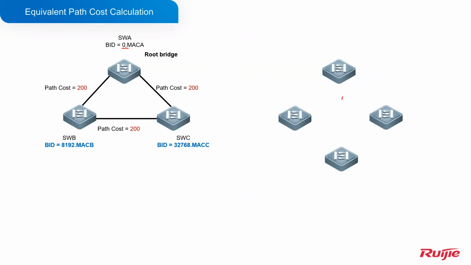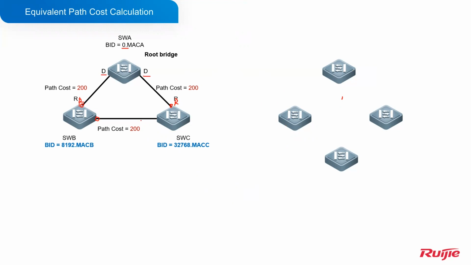And next, we should determine the root port on SWB and SWC. Since the root path cost of this port is 200, and of this port is 400, this is the root port. And on SWC it's the same, this is a root port. Okay, so these are the root ports. And these two ports on SWA are both designated ports.